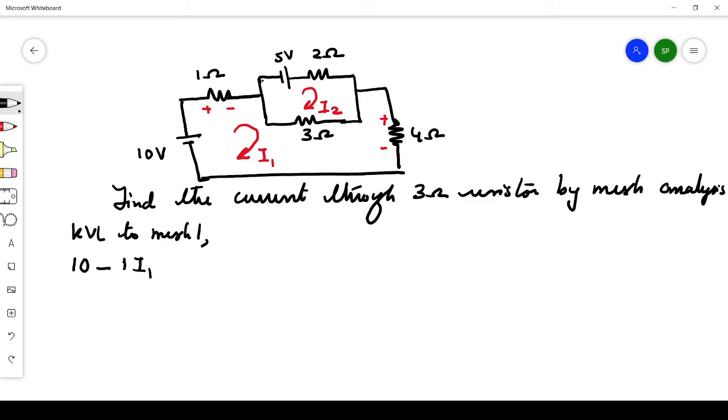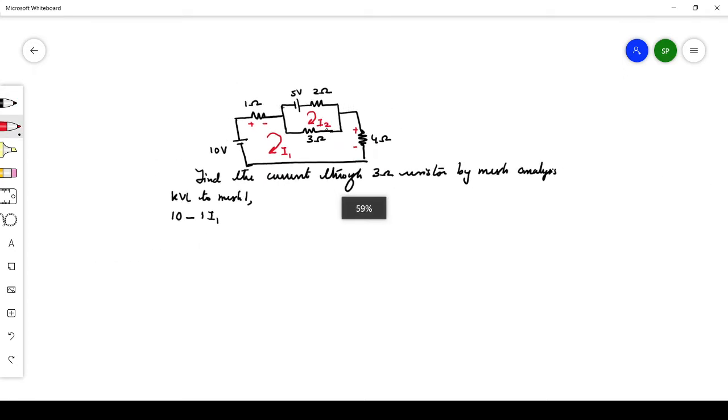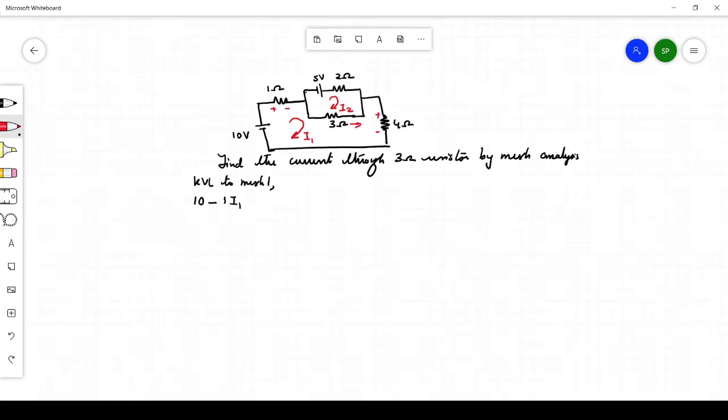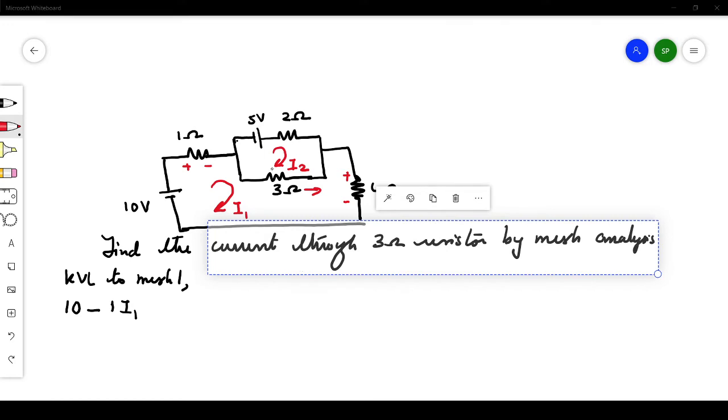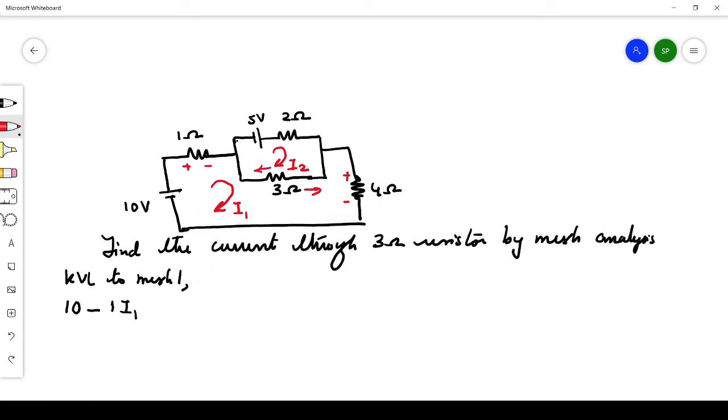When it passes through this one, I'll just show it. Now the current here, you see it is moving. I1 is from left to right and I2 is moving from right to left. So I1 and I2, when passing through this 3 ohm resistor, are in the opposite direction. So you should take it as the difference.